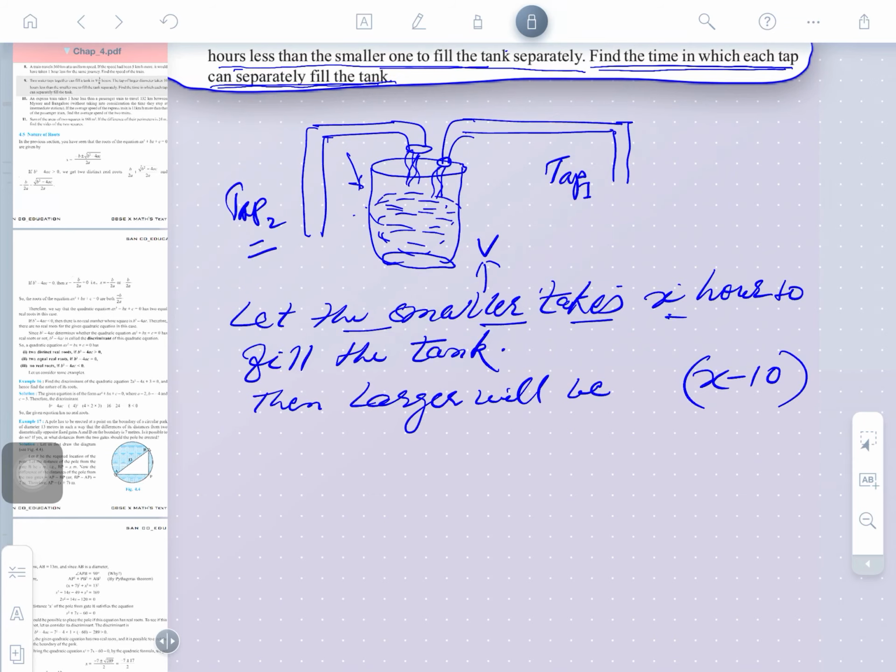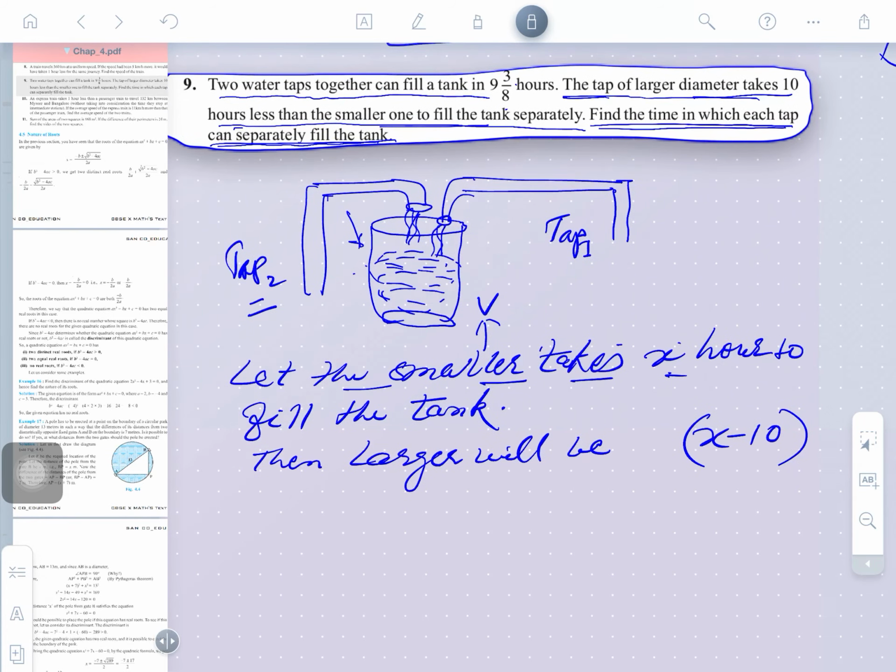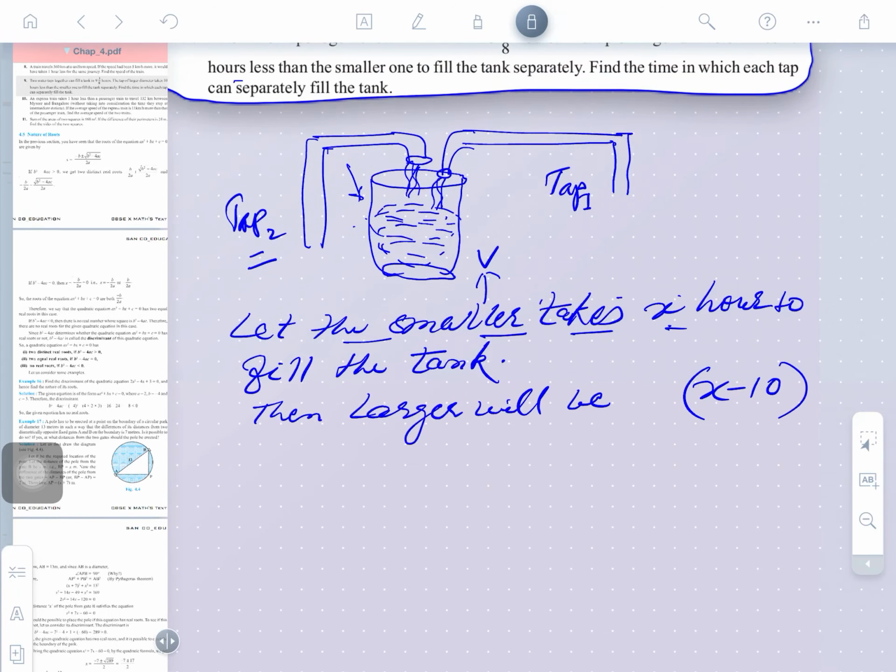x minus 10, and further also x minus 10. Find the time. The larger pipe takes 10 hours less than the smaller to fill the tank separately. Find the time in which each pipe can separately fill the tank. This time we have found out.